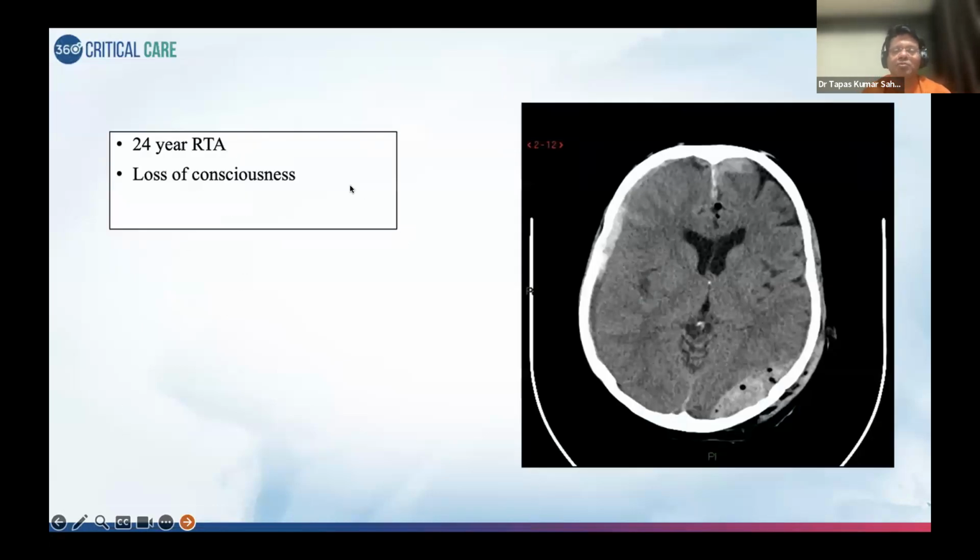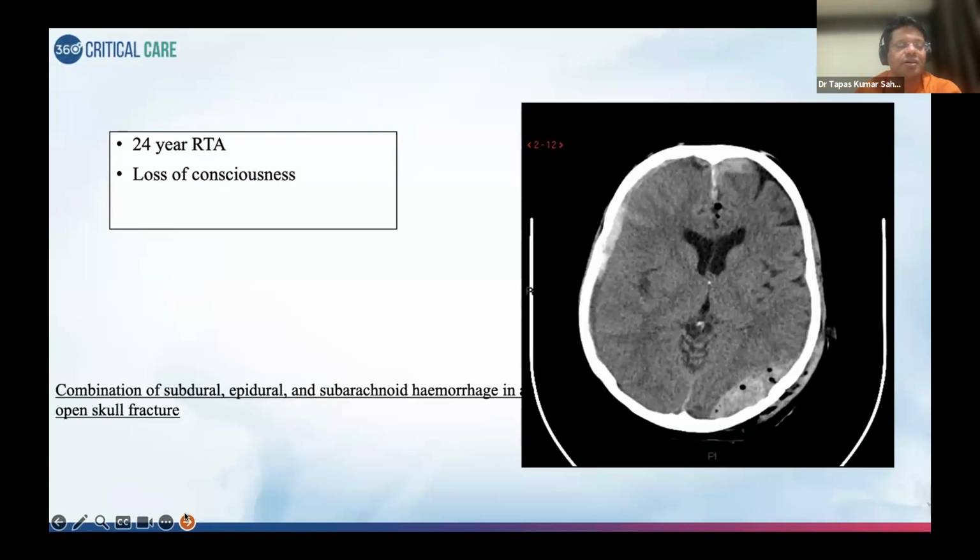A 24-year-old, RTA, loss of consciousness. Now, can you tell me what is the CT finding in this patient? Then only I will get to know that all your GCS is 15 out of 15. Exactly. So I am happy that you have maintained your GCS till 10:15 p.m. also. So it's a combination of subdural, epidural, and subarachnoid hemorrhage with open skull fracture. You can see, you can see, and you can see also the open skull fracture.